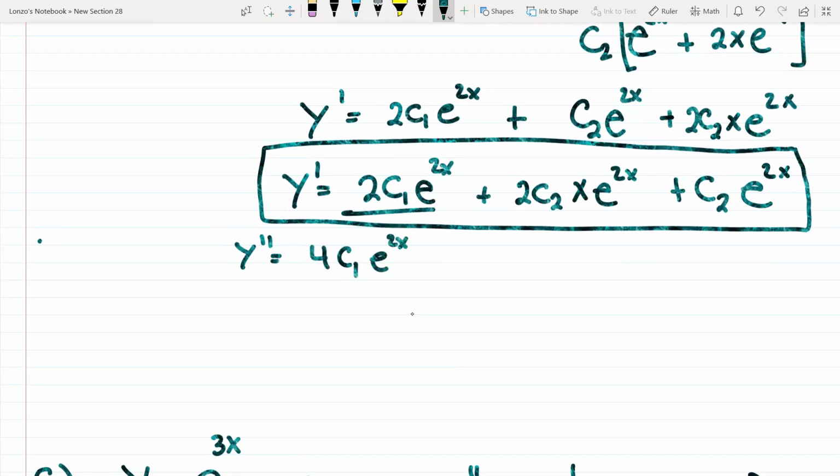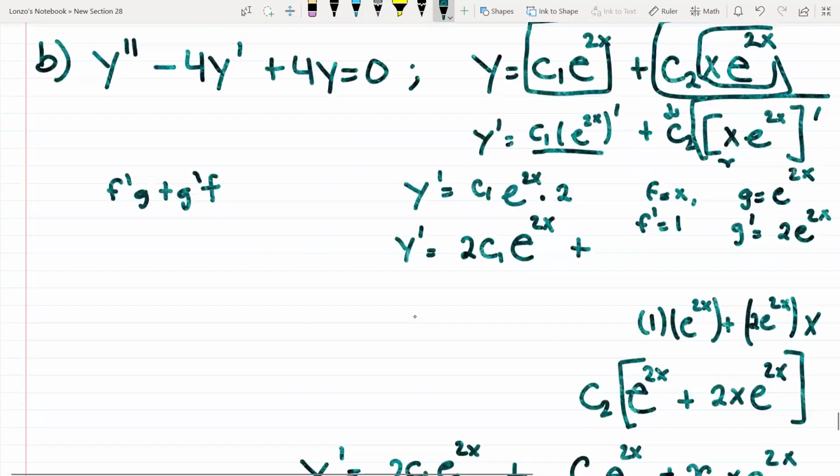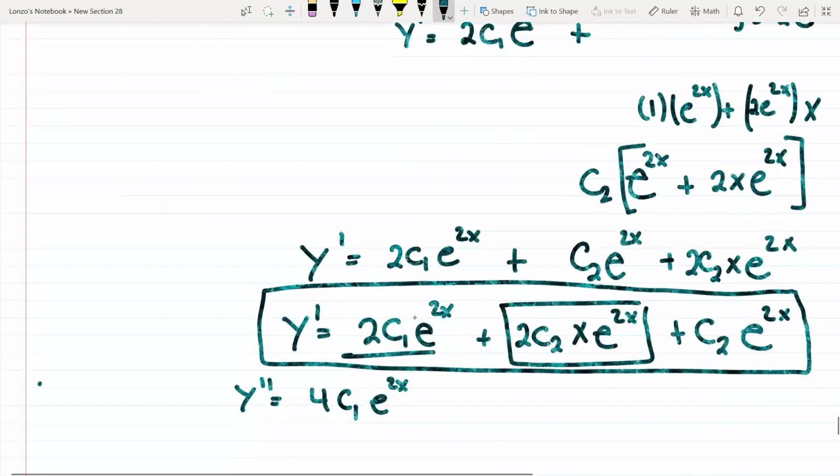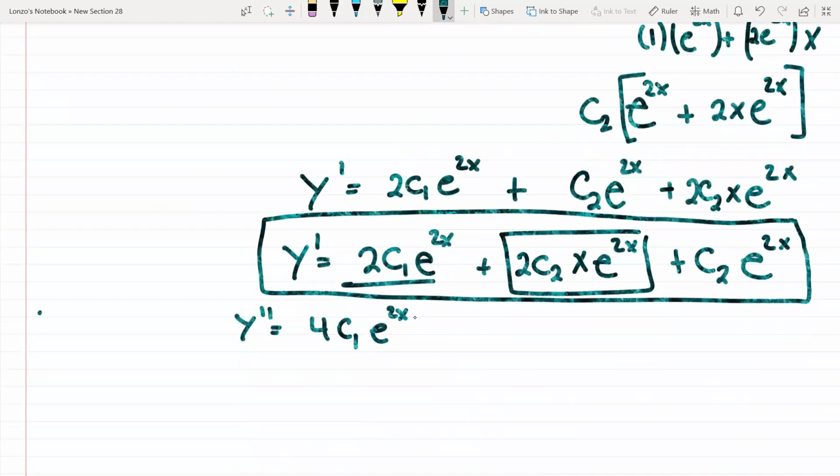And then we know the derivative of the second term, this whole thing. I know that 2C2 is a constant, right? So all we've got to do is take the derivative of x times e to the 2x, which we already did before. X times e to the 2x is this whole thing. And then if you distribute the 2, that would be 4xC2 e to the 2x. And then the derivative of e to the 2x is 2e to the 2x.